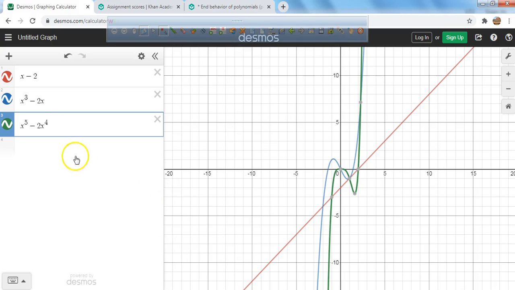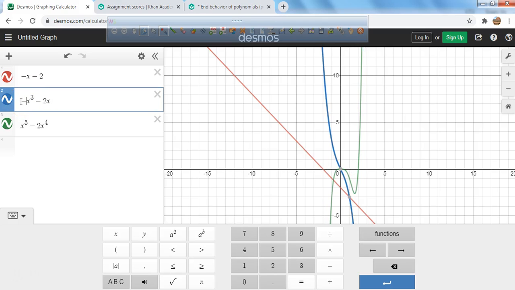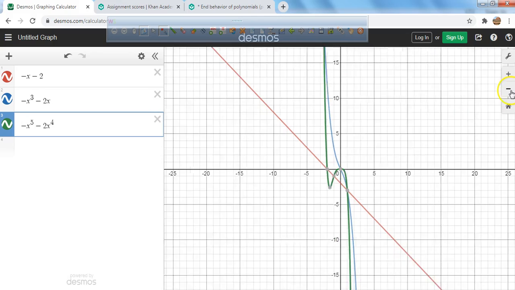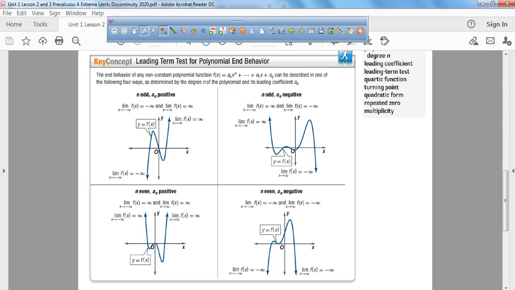If you don't believe me, check this out. We're going to take that, put a negative. Over here, we're going to put a negative. And then over here, we're going to put a negative. And you see, if we zoom out, all those graphs go down from left to right. Obviously the red one's a little bit easier to see, but they all go down from left to right. So, what does that mean for us? Here's what it means.